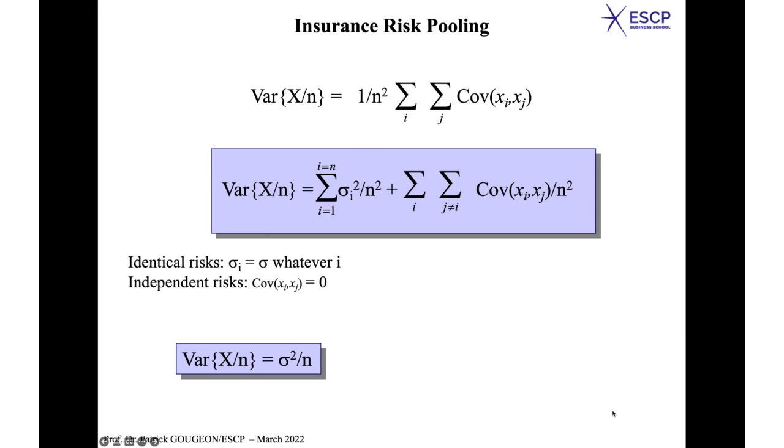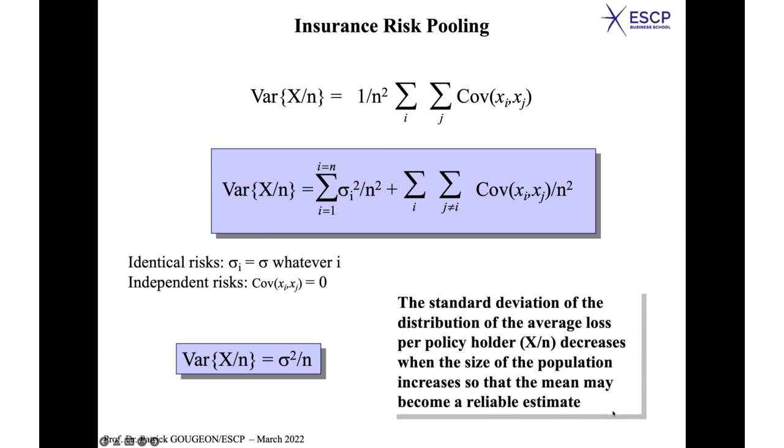So why is this? And here you see, probably you are familiar with this formula, which is actually the central formula to understand the law of large numbers. Large numbers is a case when n is very large. So if n is very large, you see that the variance of the expected loss is very low. The standard deviation of the distribution of the average loss per policyholder decreases when the size of the population increases. If you increase n, the variance of the expected loss is indeed going down. Okay, and if you have a very large number, it tends towards zero. Okay, so that the mean may become a reliable estimate. Okay?